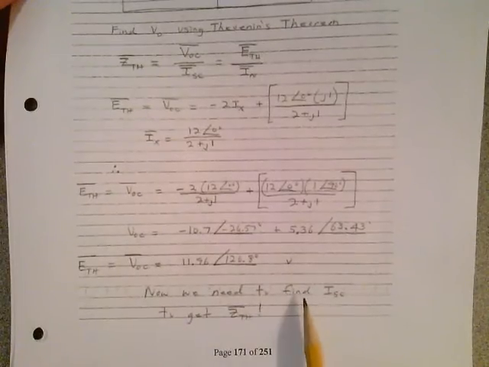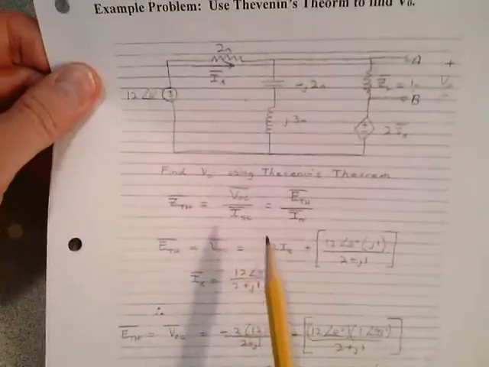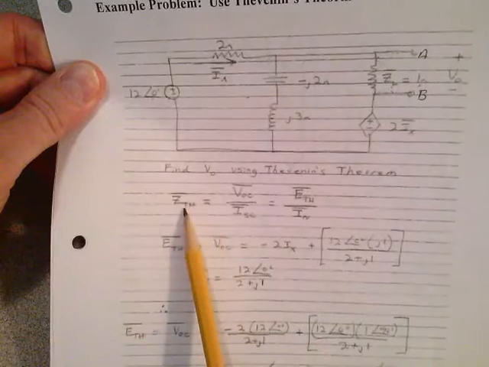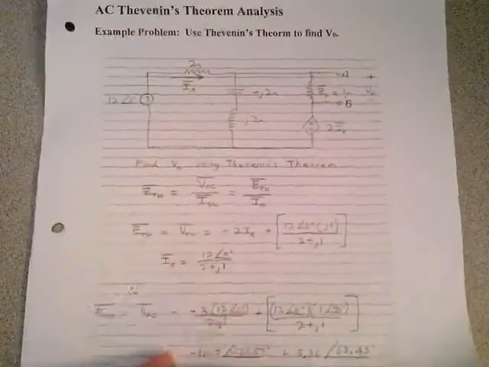Now all we need to do is find the short circuit current, and then we can go back up and finish the value for Z Thevenin. That leads us to the next page.